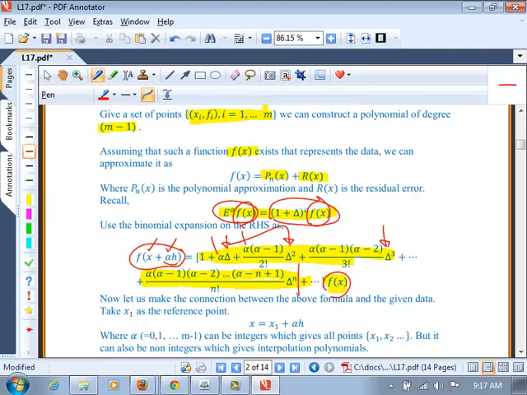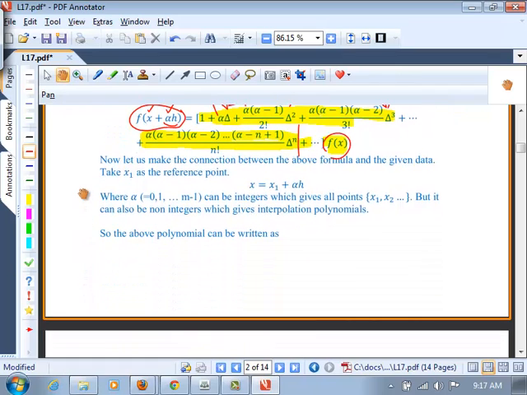So I talked about the coordinate transformation. Here it is. So x is the original variable, x1 is the reference point, h is the step size, the unit of measure from one grid point to another point. So I've made the coordinate transformation from x to alpha.